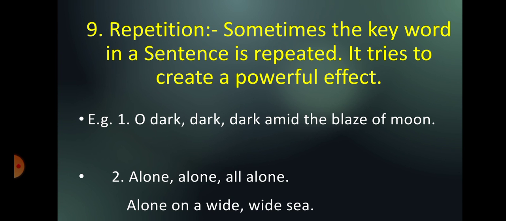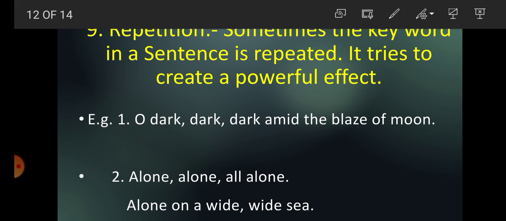Now number 9, students, what is repetition? Sometimes the key word or the important word in a sentence is repeated. Why is it repeated? Because it tries to create a powerful meaning. And what is this? It is repetition. Sometimes the key word in a sentence is repeated and it creates a sense of powerful effect.